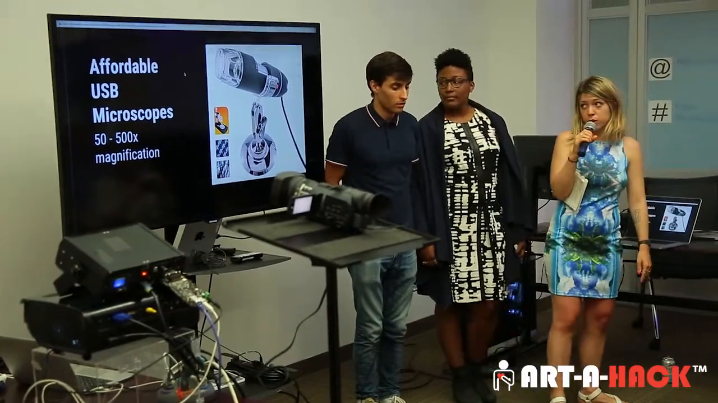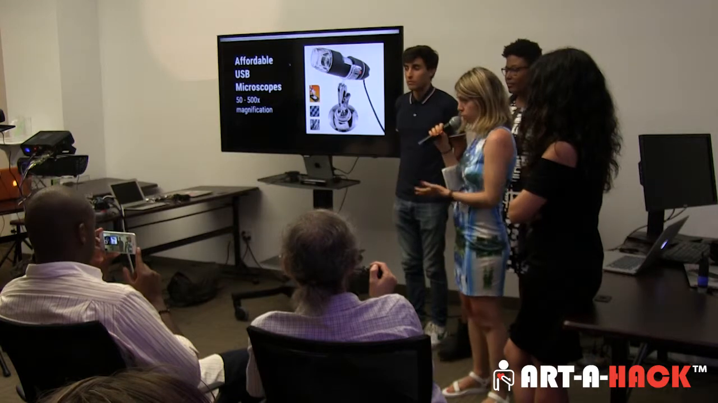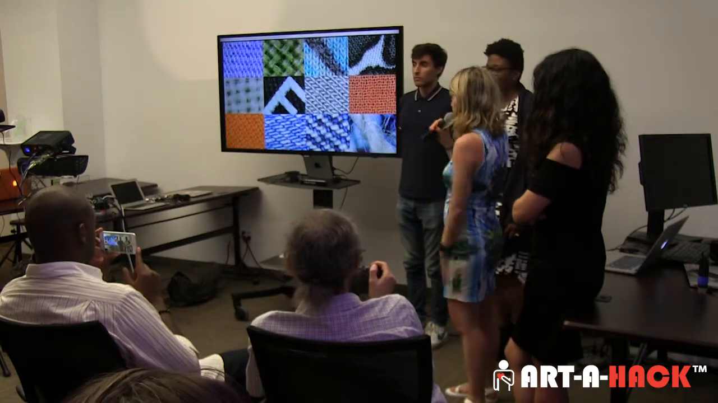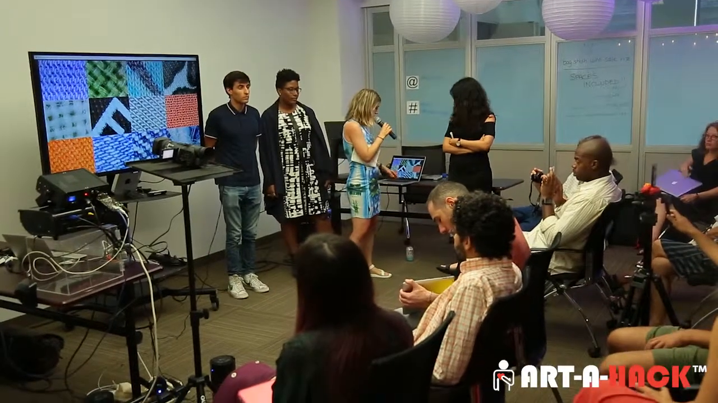So we found a USB microscope that we ordered on Amazon. It's pretty inexpensive. It gave us a range of magnification, and we were able to get a range of images of different fabrics. So these were all taken with the USB microscope, and this, you can see here, is the really high magnification. So yeah, we were thinking through what level of magnification we needed, what resolution we needed, and it was a lot of experimenting.